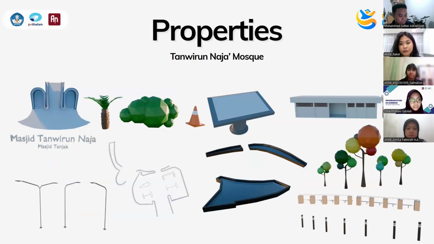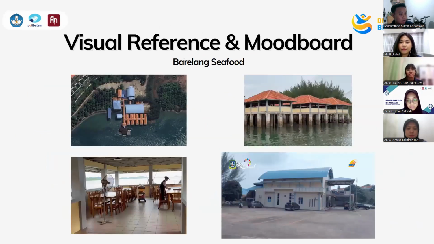We have the names, the stairs, the bush and the plants, the traffic cone, the toilets, the pool and the lamps, the parking lot, the trees, and more of the properties. Next slide. And this slide will be explained by Sultan.